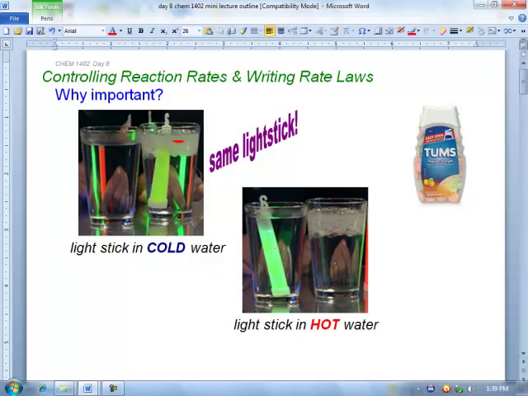Yeah, definitely. Heat has a lot to do with it. Speeds up the reaction, right? And light must be a product, so it speeds up the reaction, more light. Now the thing isn't going to last as long.